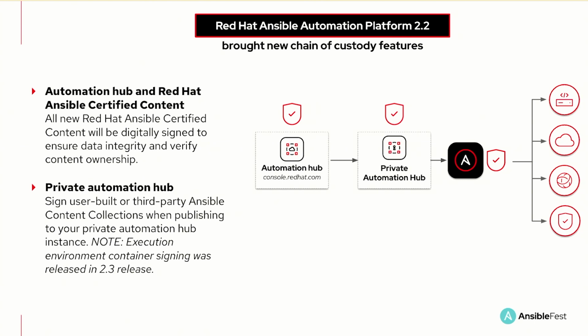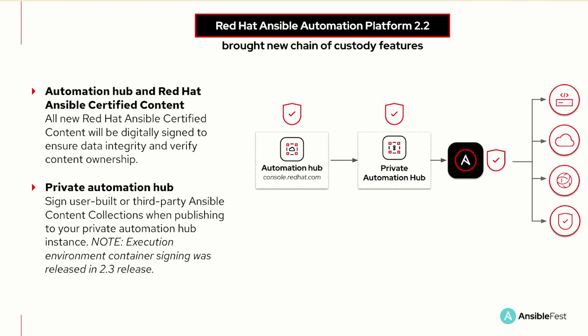Second point being private automation hub. Like we talked about, we want private automation hub to be the source of truth for your organization for all automation content, be it collections, be it execution environments. So if there are collections and execution environments in your private automation hub, we want to give you features so that you can build that chain of custody. And those features are now available in private automation hub. Basically, you can sign your collections and you can sign your execution environments in private automation hub.